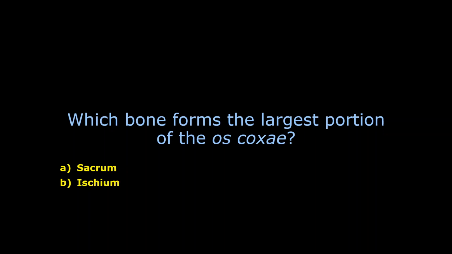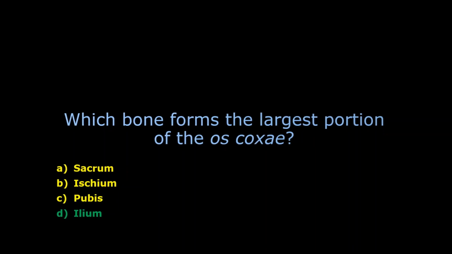So sacrum is a bogus answer because it's not part of the os coxae. Ischium is the butt bone, and it is not the largest portion. Pubis is the front part. It's kind of arguably the narrowest part. So ilium, the big flared ear-like portion, is our answer.